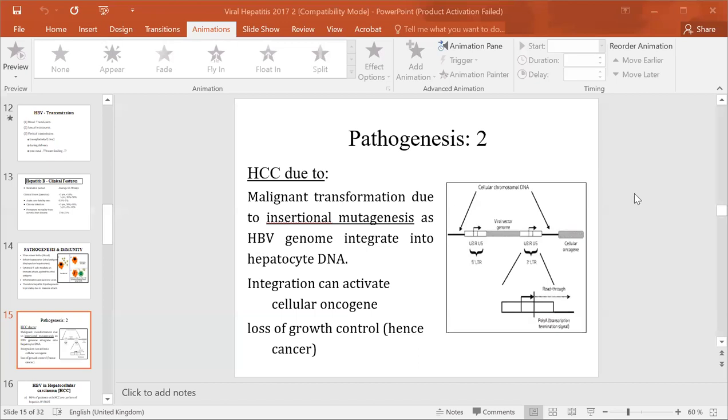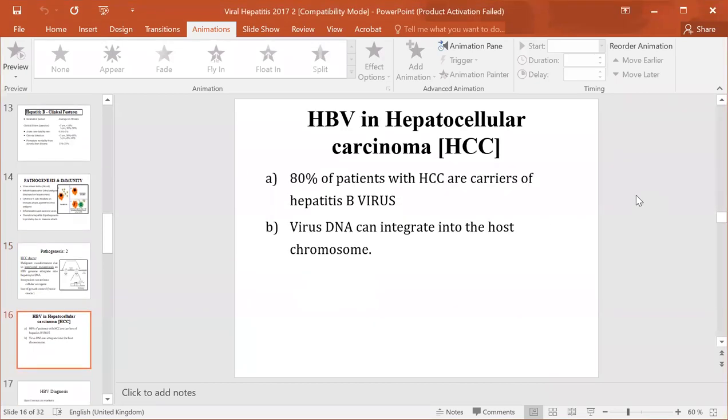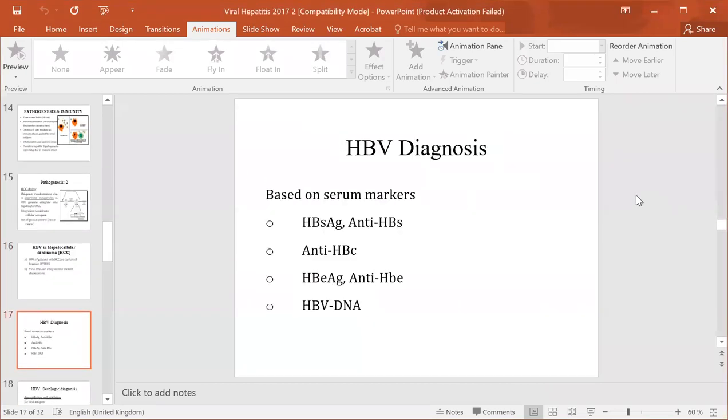So those are the two mechanisms by which hepatitis B virus causes disease. I want us to go through the very last component because of time: the diagnosis of this virus. So you can make a diagnosis of the virus. The specimen of choice is blood. And from blood, you can look for the following.